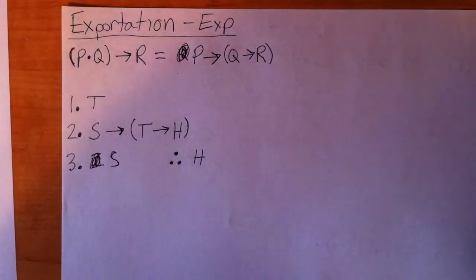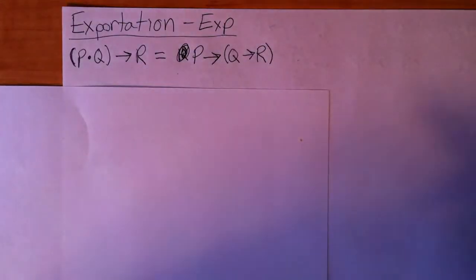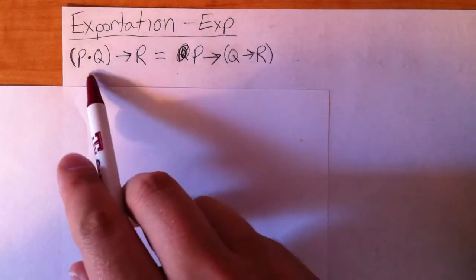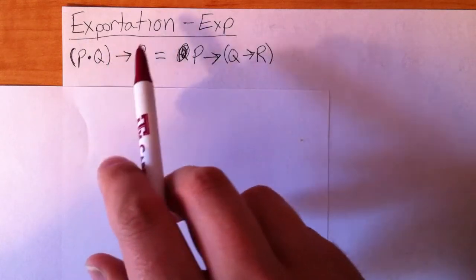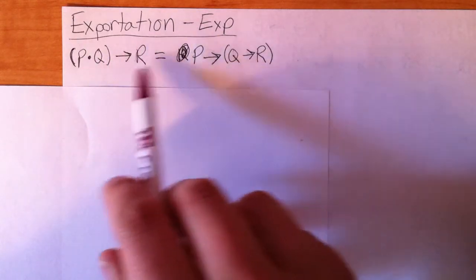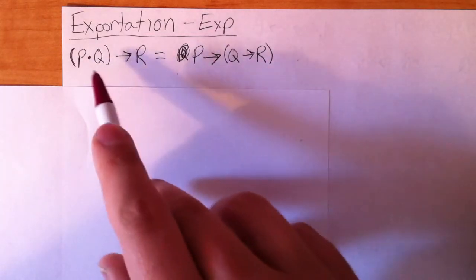Exportation is all about the conditionals. So exportation says, if you've got a conjunction over here on the left side, then of an arrow, then you can go ahead and just push those parentheses down. Push them down.